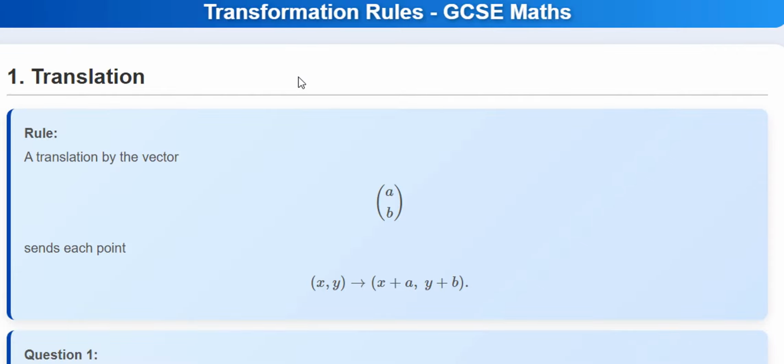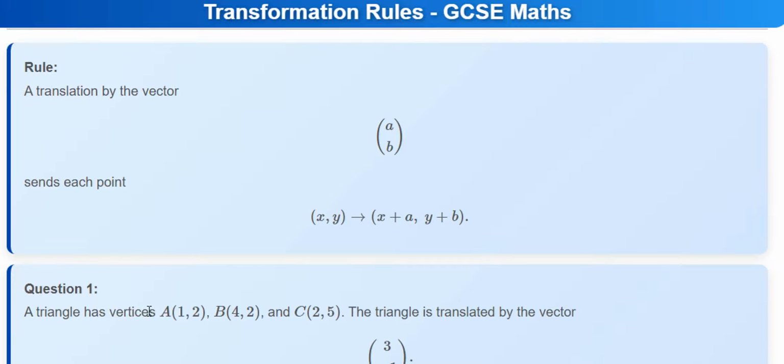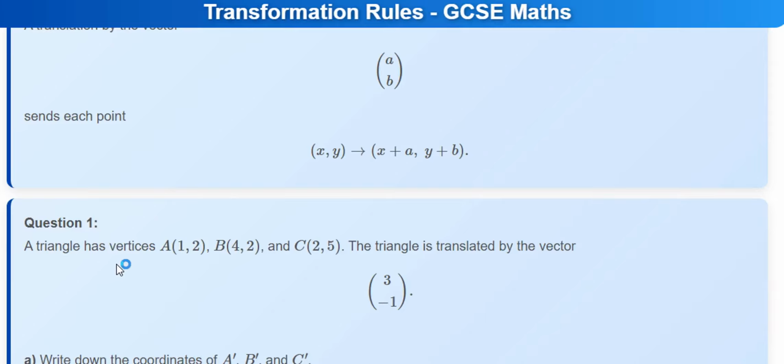So if you are asked to translate a given figure, for example, let's say this triangle, which is given by vertices A (1, 2), B (4, 2), and C (2, 5), using a certain translation vector, what that means is the x coordinates here, which for example are 1, 4, and 2, will be sent to x plus a, where a is the first value of that translation vector. In our case it would be 3, because our translation vector is (3, negative 1).